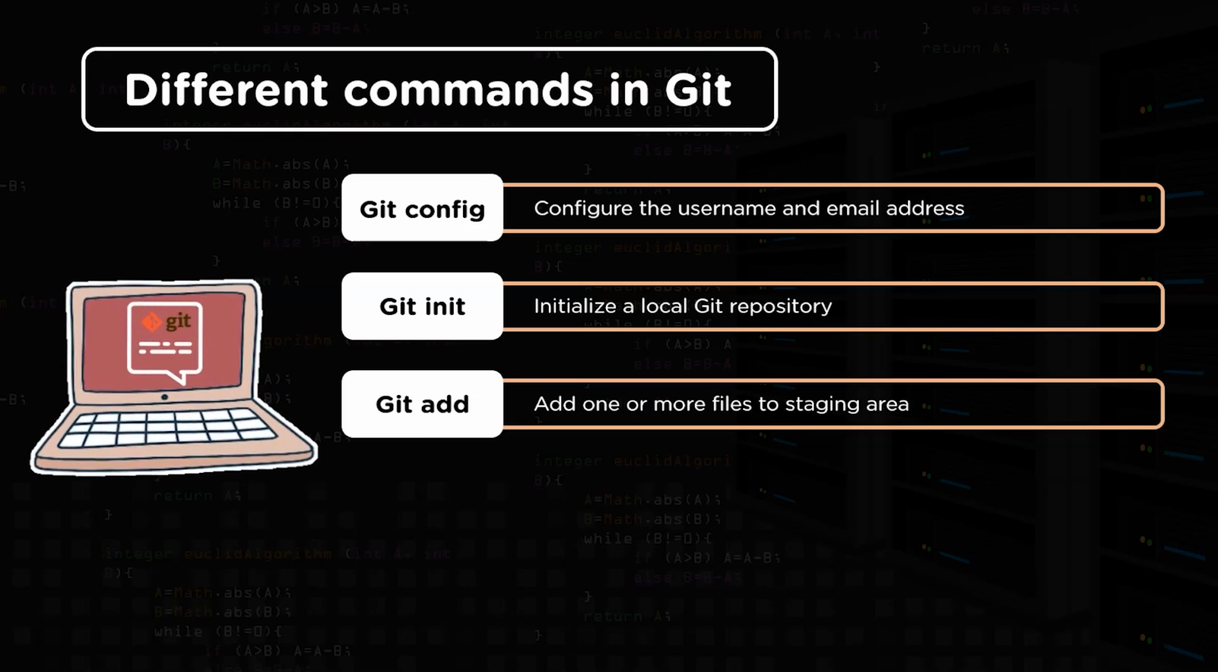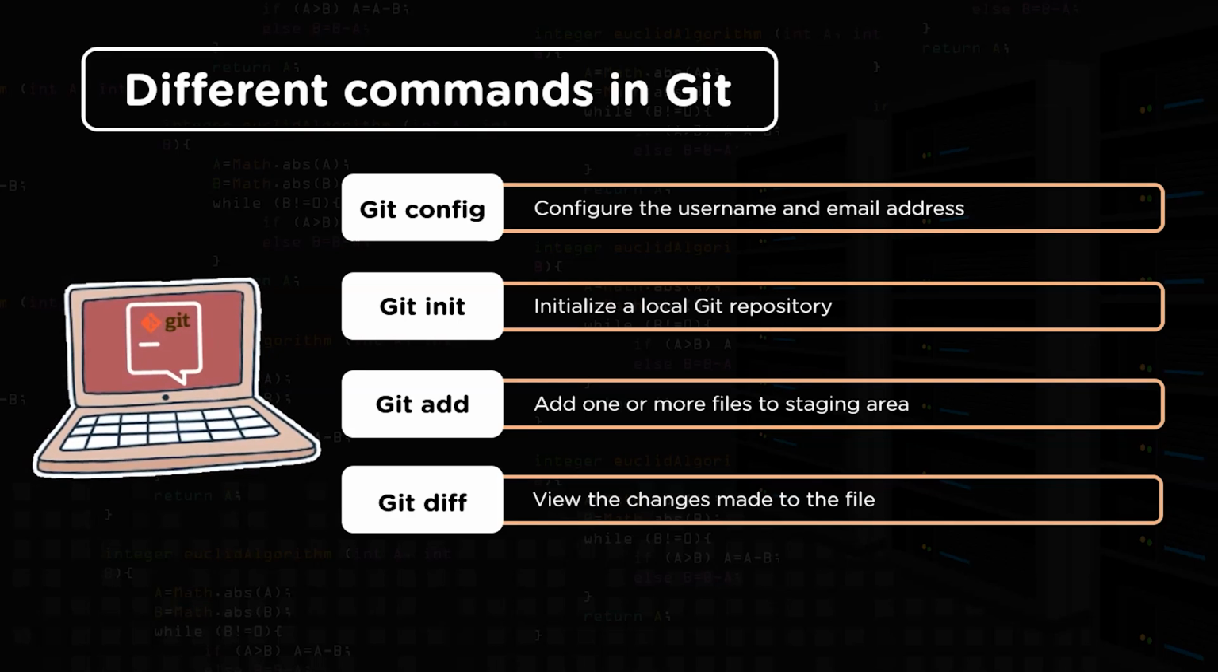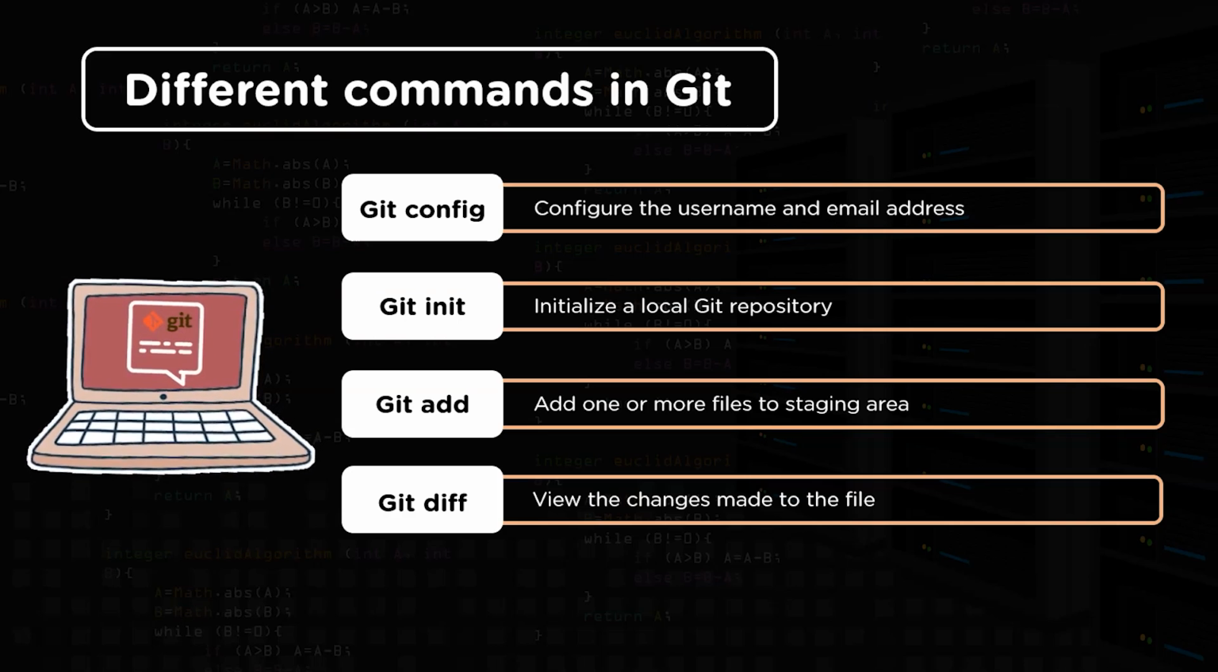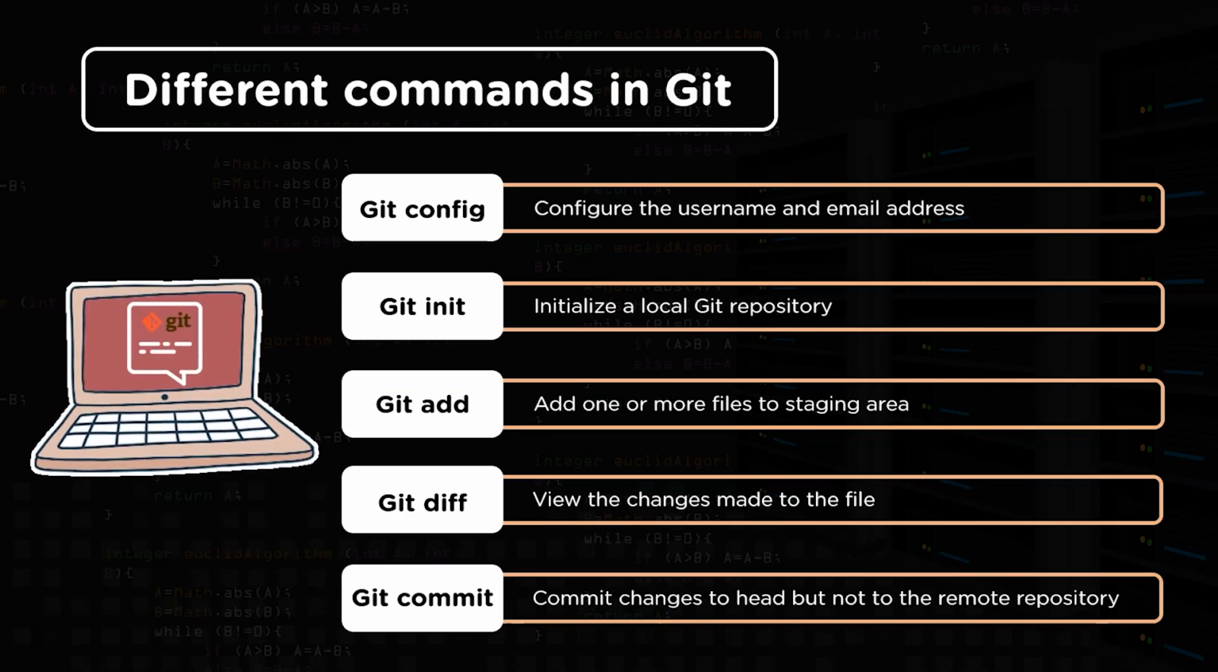Third command is the git add command. It is used for adding any number of files to the Git repository. It could be one file, two files, or an entire folder. All of them could be added to the repository using this command. Then we have the git diff command, which helps in finding and viewing the changes made to the file between the commits.